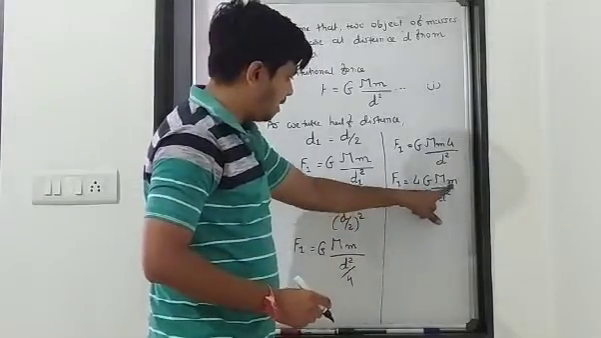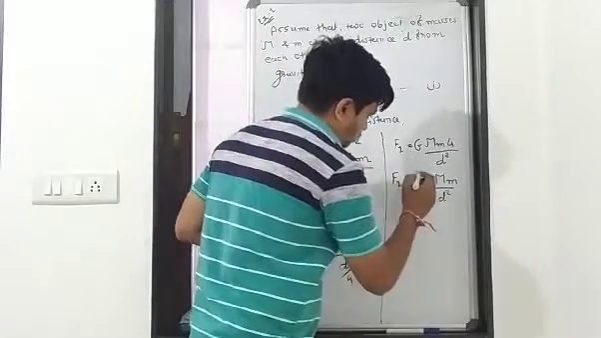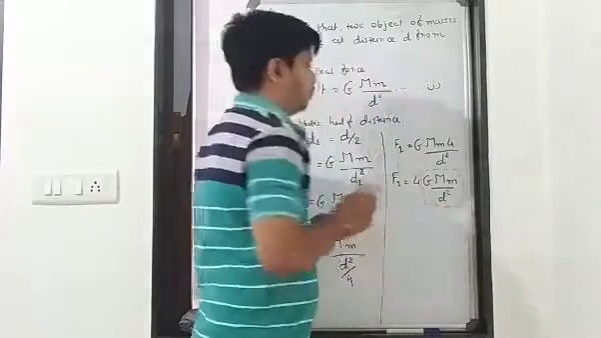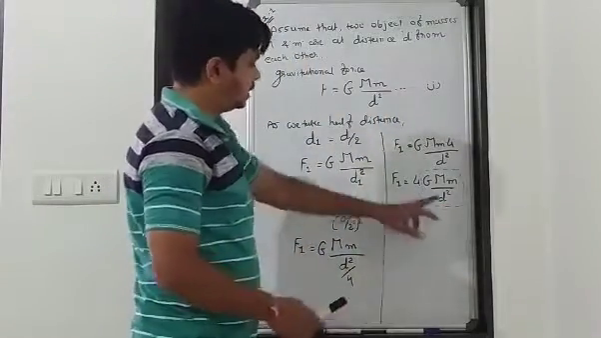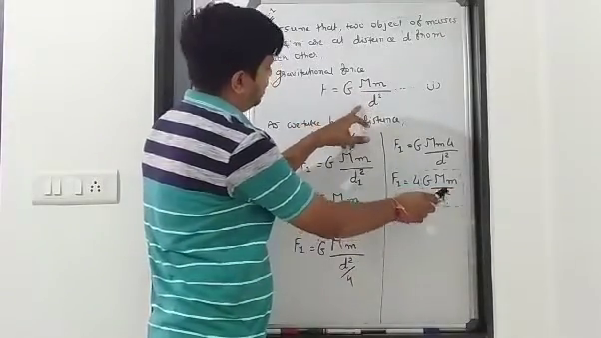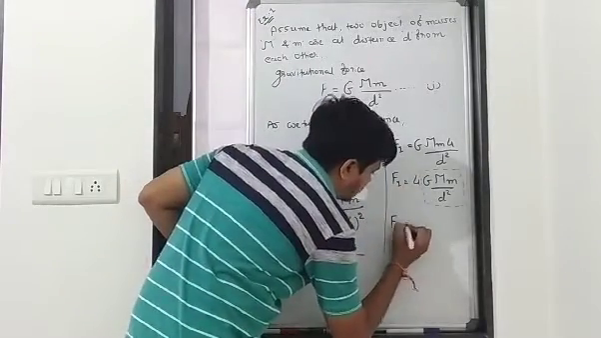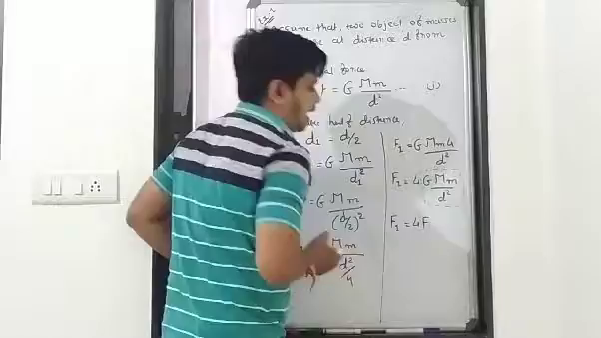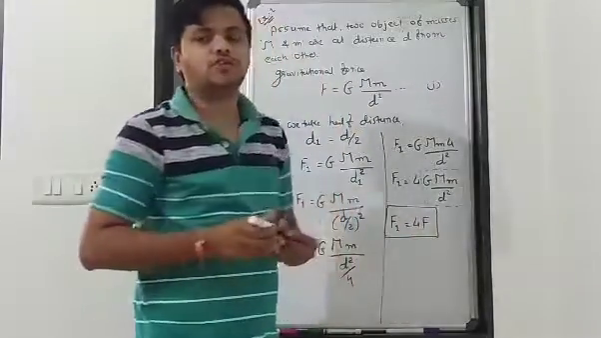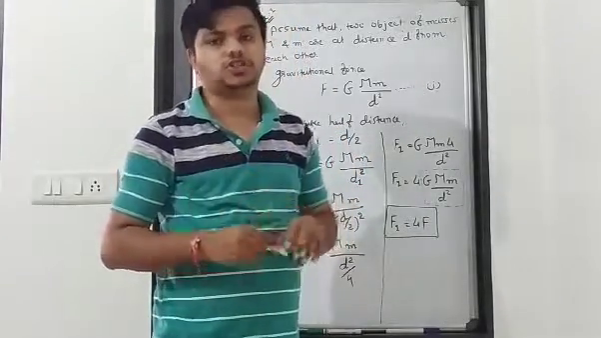Now G, M, m by d square, right? What is this? This is F. G, M, m by d square is F. So I am just putting the value of this. Then it gives you F1 is equal to 4F. So here is your answer. The new gravitational force becomes 4 times higher than the gravitational force of the first one.